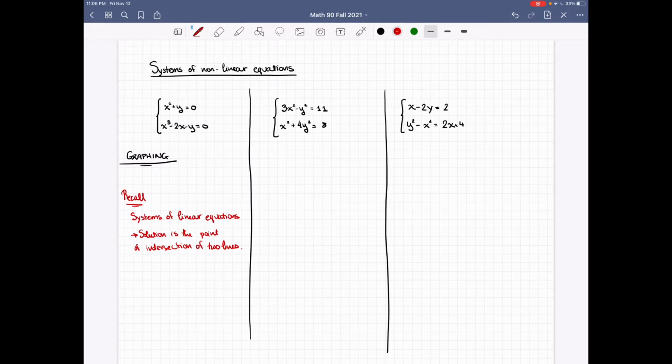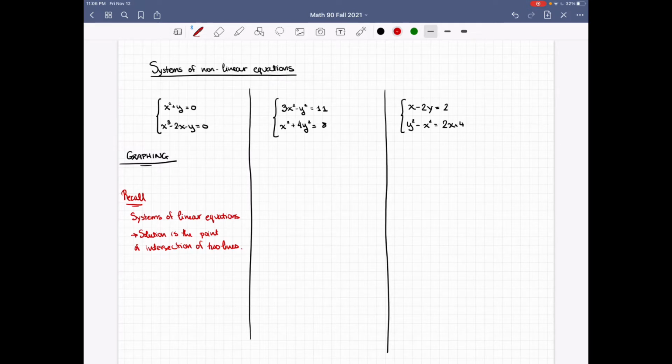In the case of nonlinear equations, the graphs are not going to be lines. They could be all sorts of things. Parabolas, they could be polynomials. They don't even have to be functions, right? So these are just equations. There's nothing saying that they have to be functions.